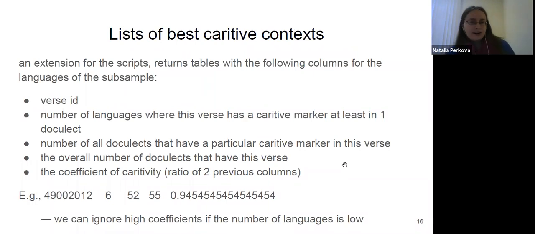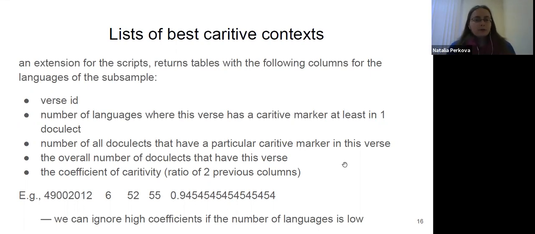So what are the results so far? First of all, we got our best Caritive contexts. These required some extension of the available scripts, which returns the tables with the columns of the languages of the sample for our better interpretability. So the verse ID, the number of the languages where this verse has a Caritive marker in at least 1 doculect. So if we had 6 languages, and in all of them we get a Caritive marker at least once, then we'll get 6 here.